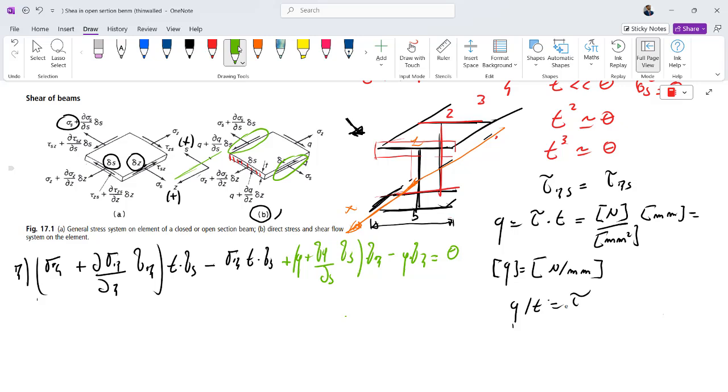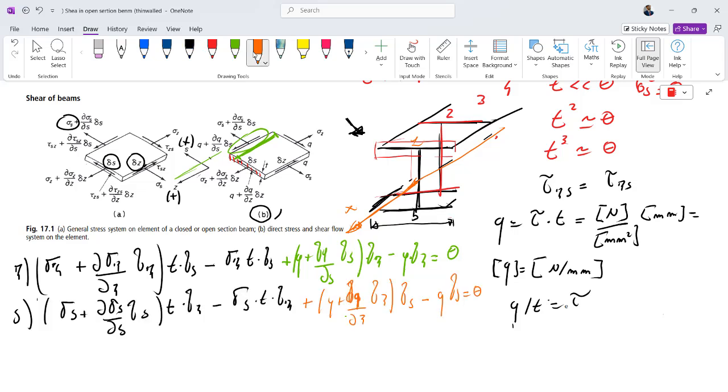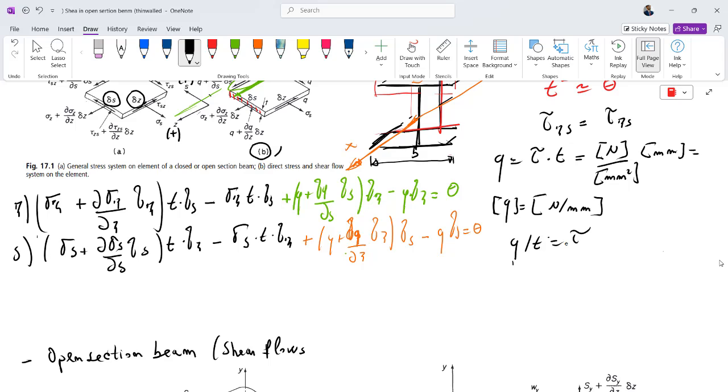Here we have Q times minus Q times dz equal to 0, because I must multiply by dz, since the edge where this shear flow is acting has a length equal to dz, as you can see. If I look here, this is the dz edge. So Q has unit of measure Newton divided by millimeter, multiplied by dz, we obtain a force. All these terms must sum to 0 for the equilibrium. Along the s-axis we obtain a similar thing. So this is the equation for the equilibrium along the zeta axis, and then by analogy along the s-axis.